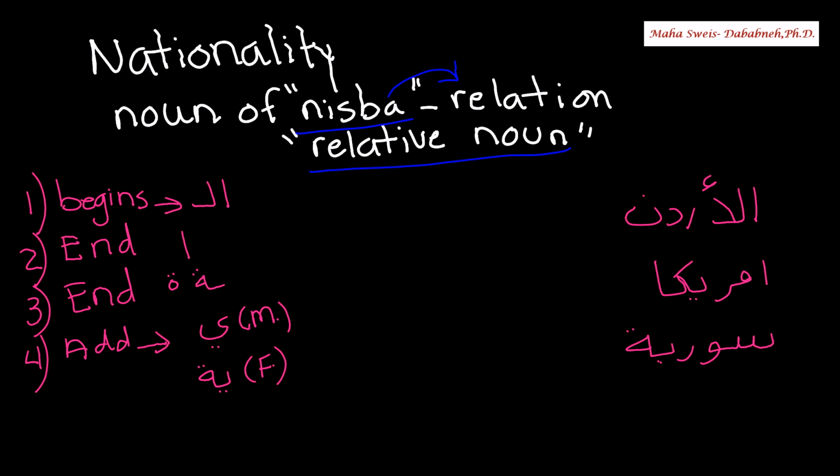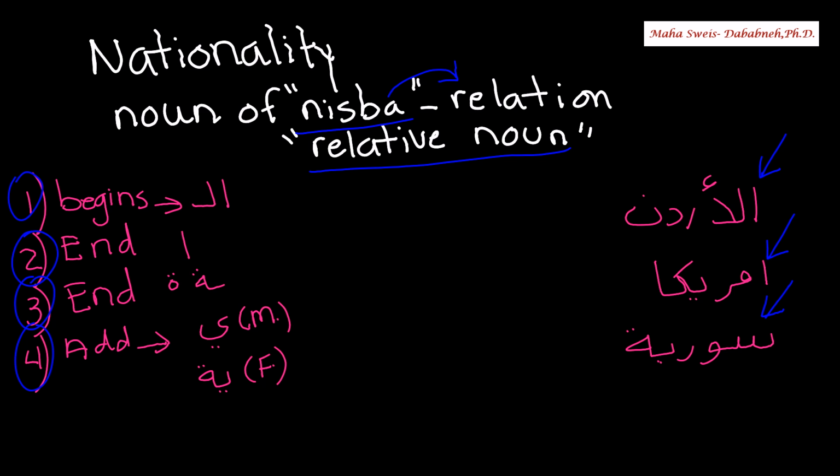I have three countries here. I have Al-Urdun, Jordan, America, and Syria. So if I want to say I am Jordanian, in English you say I'm Jordanian. It doesn't matter about the gender, whether you are male or female. In Arabic it does. That's why we have some rules here we have to follow.